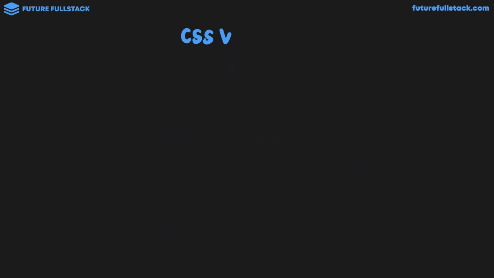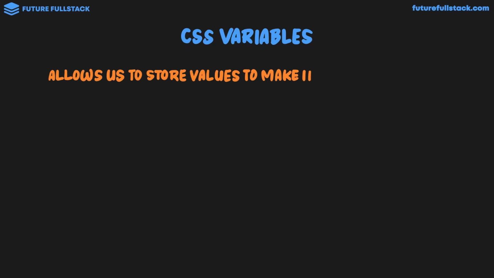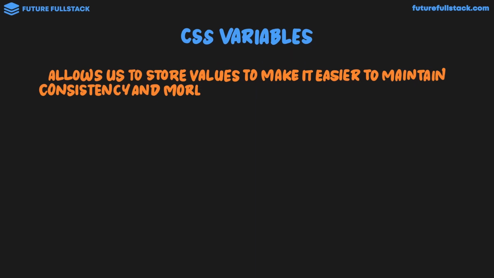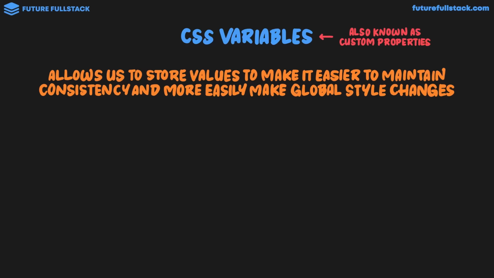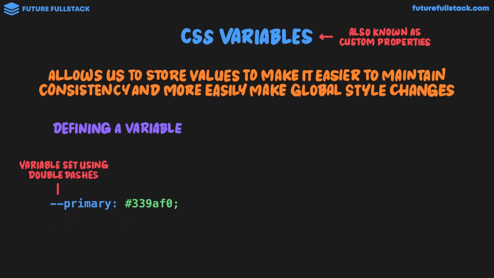So what are CSS variables? CSS variables allow us to store values to make it easier to maintain consistency and more easily make global style changes. CSS variables are also known as custom properties. So let's first look at defining a variable. We do it like this, where the variable is set using double dashes. We then have the variable name, in this case primary, which is for a primary color, and this text can be whatever you want. And then we have our stored value, in this case a hex code.